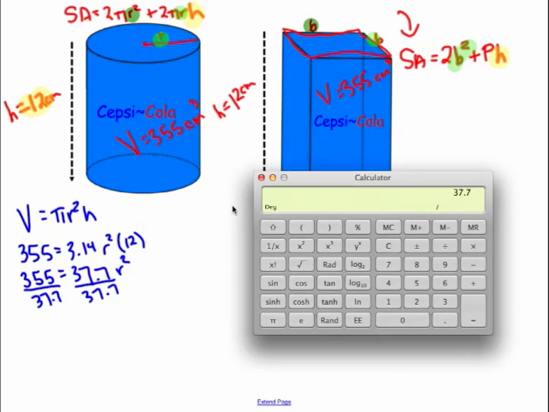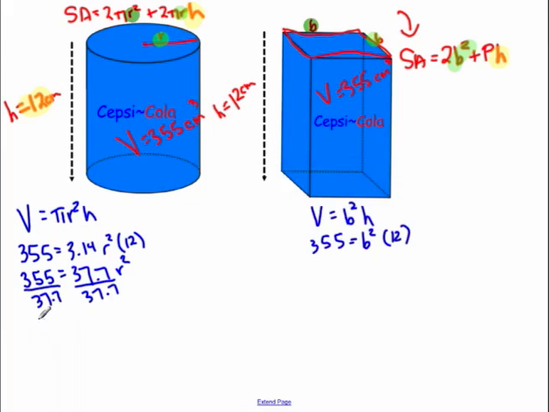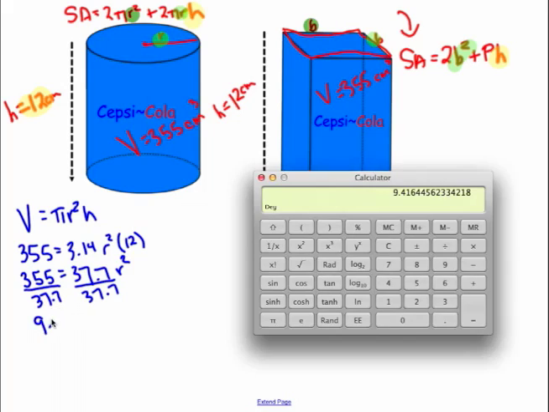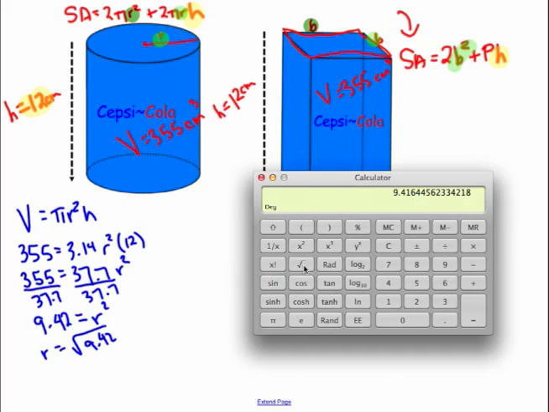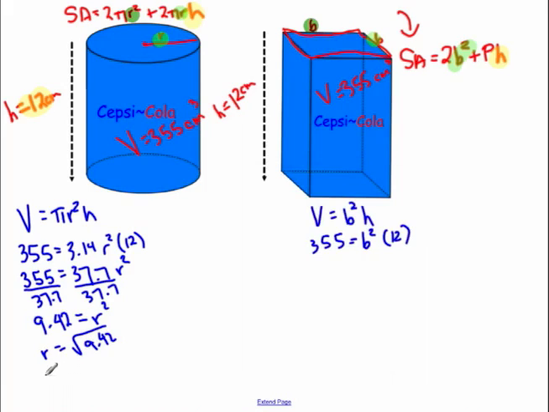I should have saved that in memory. Give me the answer previous. So now we get 9.42 is the radius squared. So we take the square root, and we'll get that answer there. So the radius here is 3.07 centimeters.